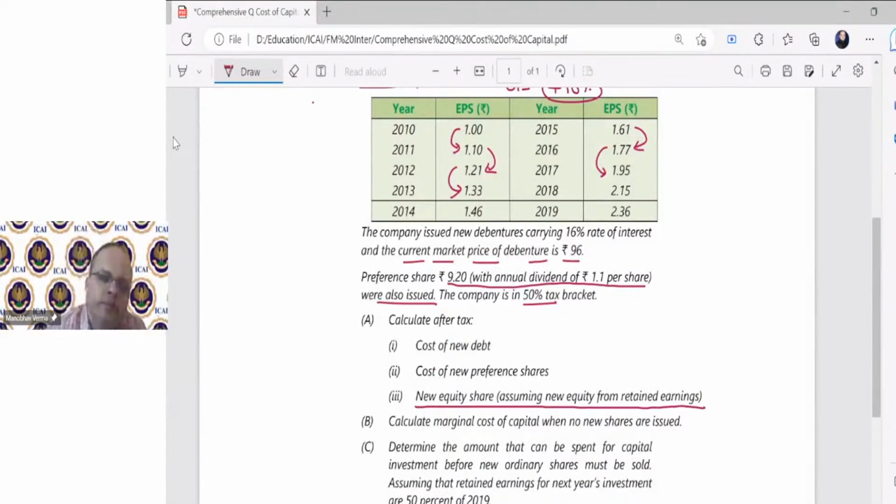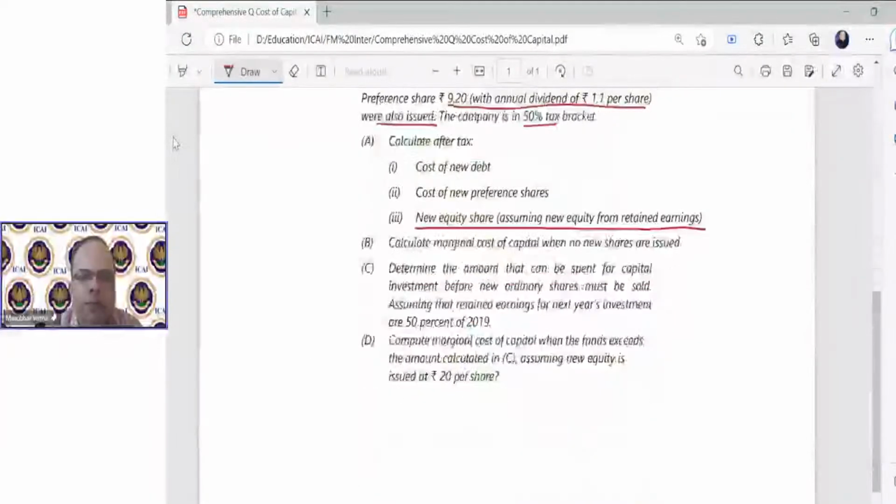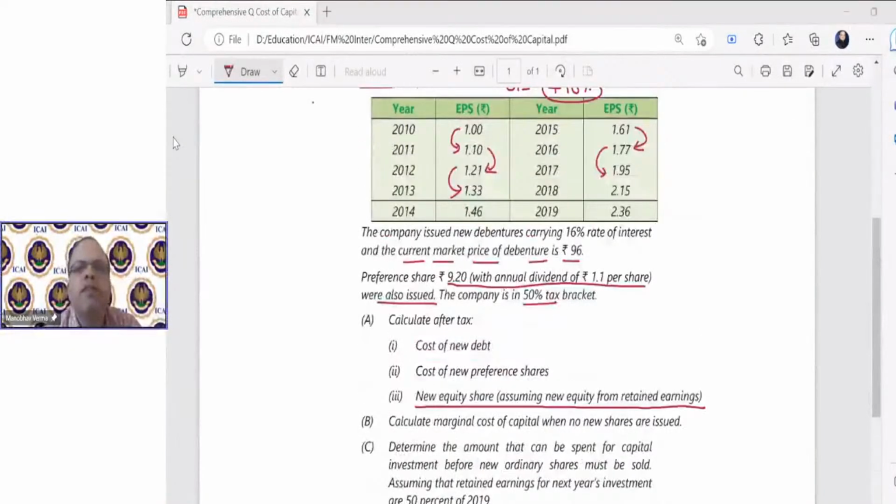Amazing. So let's target this question one by one. There are various parts. I'm just focusing on point A first. So this kind of covers our weighted average concept also, and it also covers the concept of marginal cost of capital. So I'm taking you guys slowly one by one.